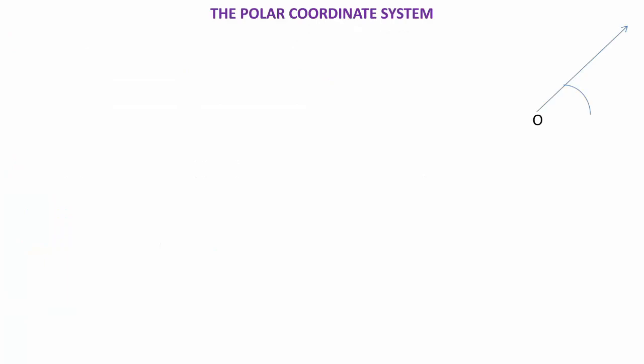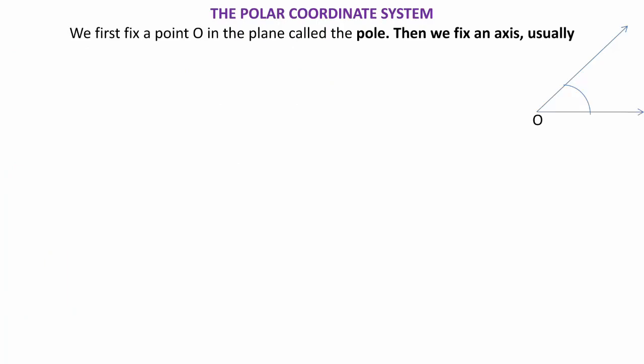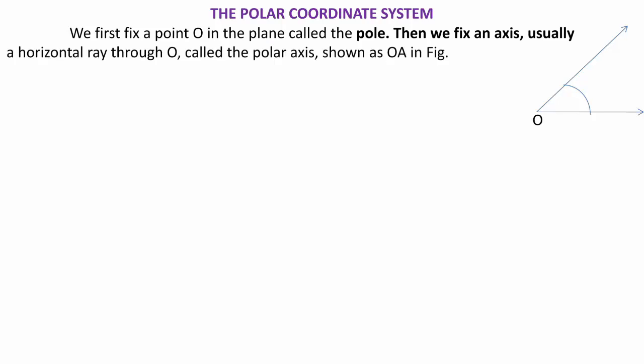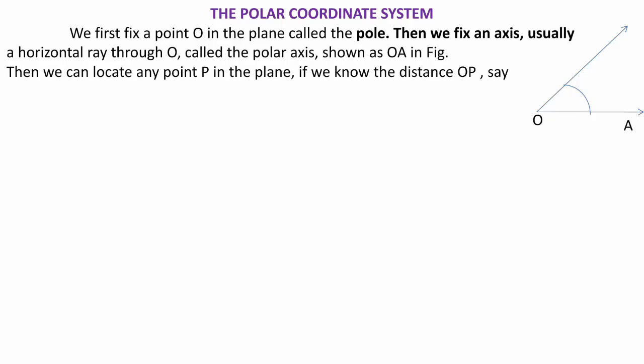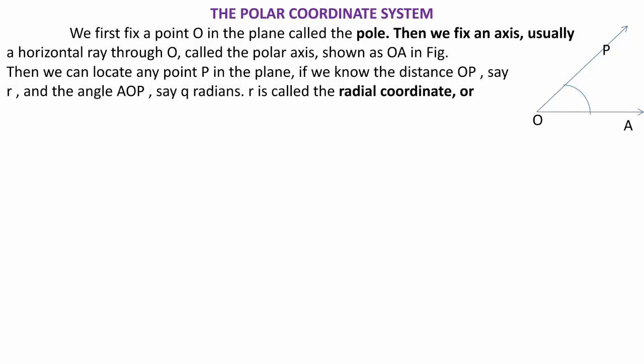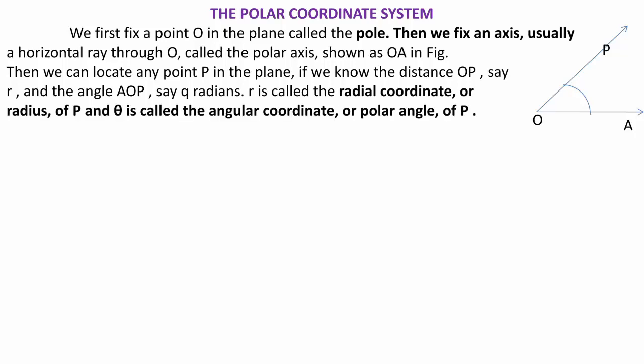The polar coordinate system. We first fix a point O in the plane called the pole. Then we fix an axis, usually a horizontal ray through O, called the polar axis, that is OA. Then we can locate the point P in the plane if we know the distance OP, say r, and the angle AOP, say theta radians. Then r is called the radial coordinate or radius r of P, and theta is called the angular coordinate or polar angle of P. Here theta denotes the angle.